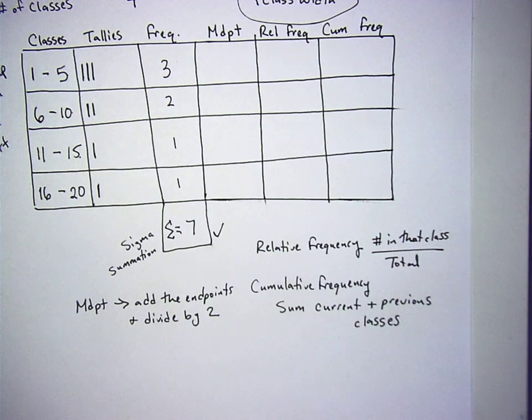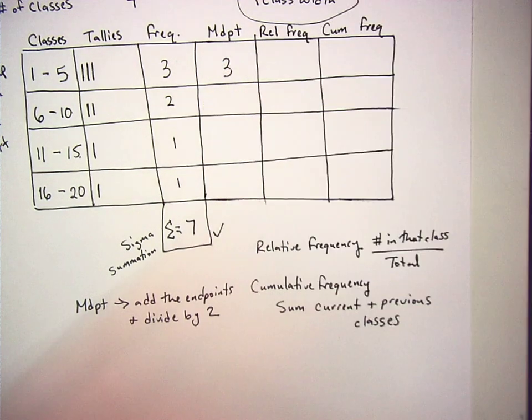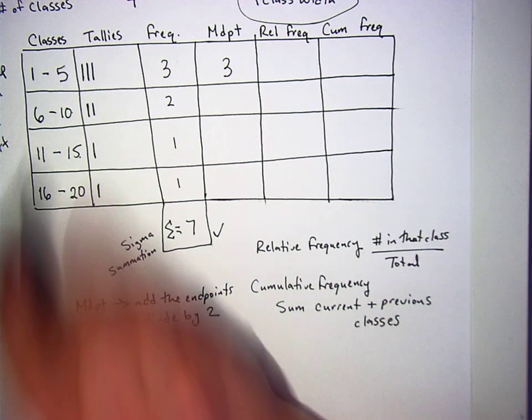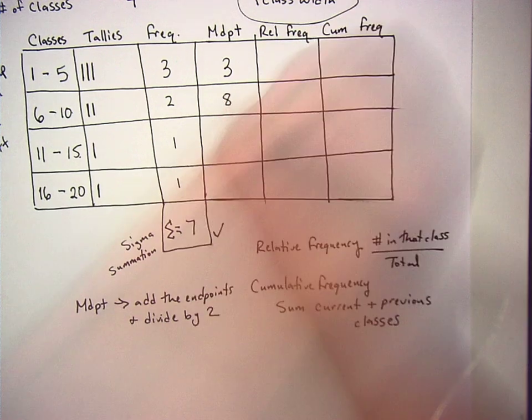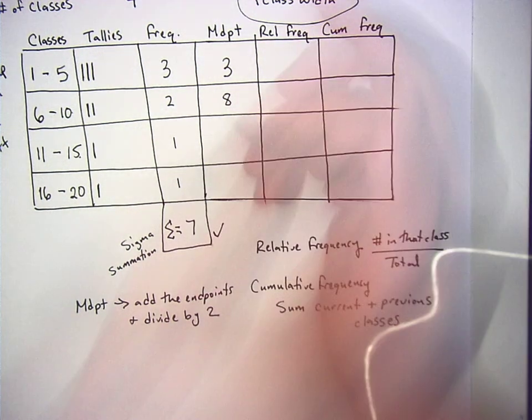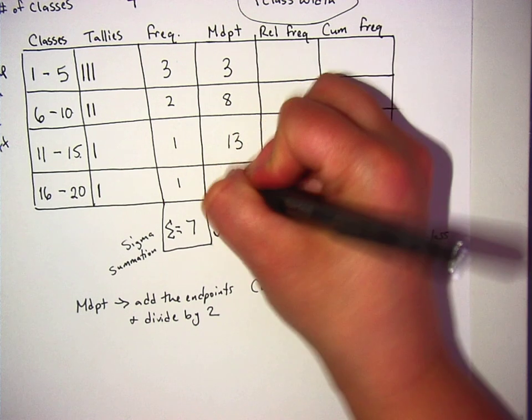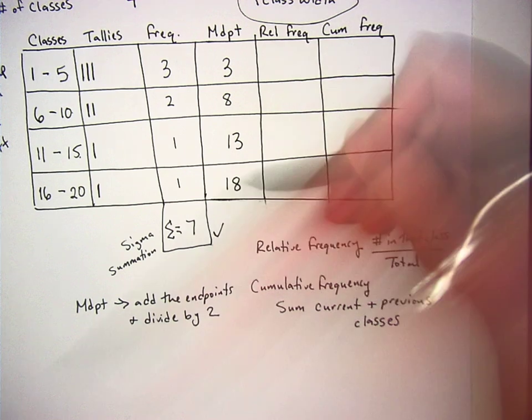But if it was like your bottom number was 47 and your top number was 152, just add the two numbers, divide by 2. It'll find you the midpoint. So this one is 3. 6 plus 10 is 16, divided by 2 is 8. 11 through 15, halfway point is 13. This one's 18. Notice that these are also jumping by 5.